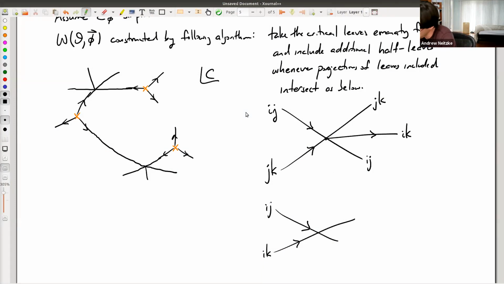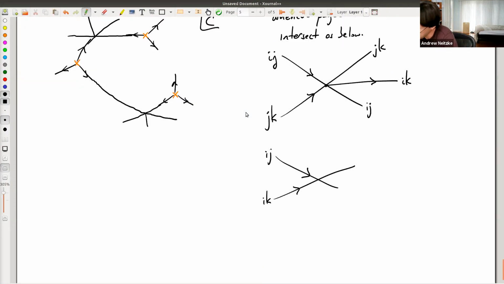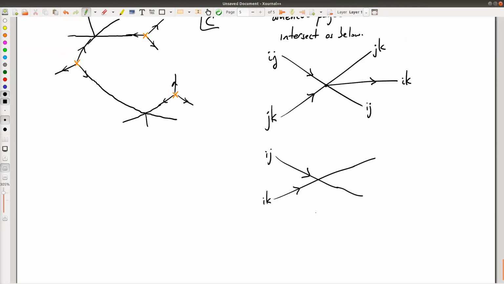Yeah, so when they intersect in any pattern other than IJ and JK, that intersection can occur, but when it does, we don't create a new trajectory. The only time when we create a new trajectory is exactly this IJ JK situation. So in general, I guess let's just leave it at that.